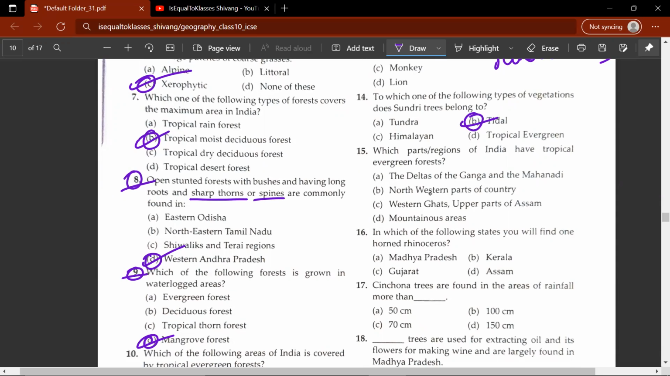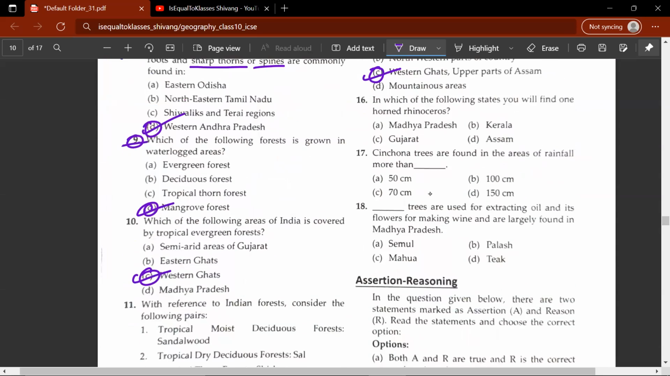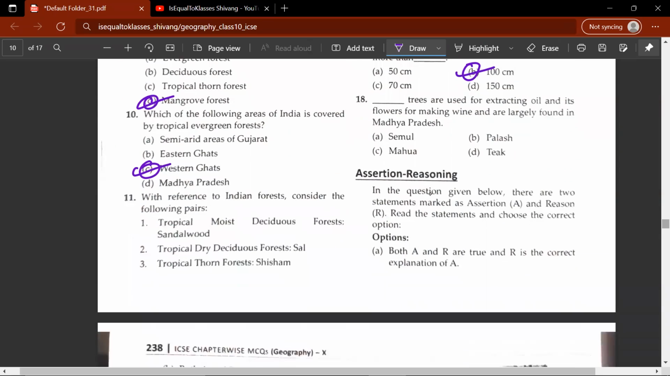Which part regions of India have tropical evergreen forests? So Western Ghats and upper parts of Assam have it. In which one of the following states will you find one-horned rhinoceros? You would find it in Assam. Cinchona trees are found in the areas of rainfall more than dash. So would it be A, B, C, or D? It would be B, 100 centimeter, moderate rainfall.